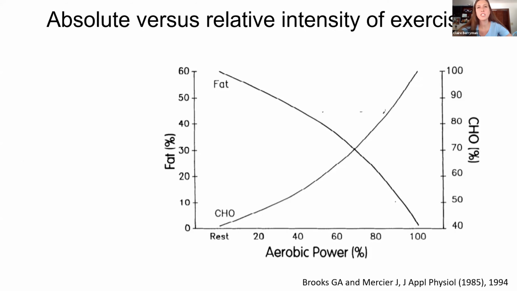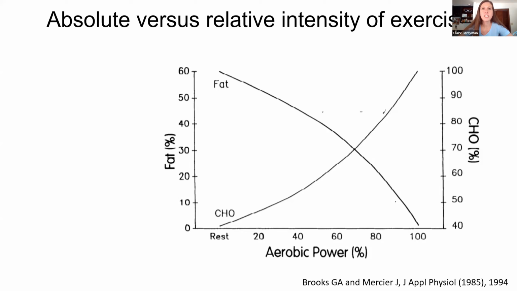Another consideration at altitude is absolute versus relative intensity of exercise. So I won't spend a lot of time on this point because this will be a focus of John's talk, but I do think it's important to think about this point when interpreting studies on fuel utilization at high altitude. And so this figure is showing the crossover concept where as exercise intensity increases, the proportion of energy coming from carbohydrate also increases with a concomitant decrease in fat utilization.